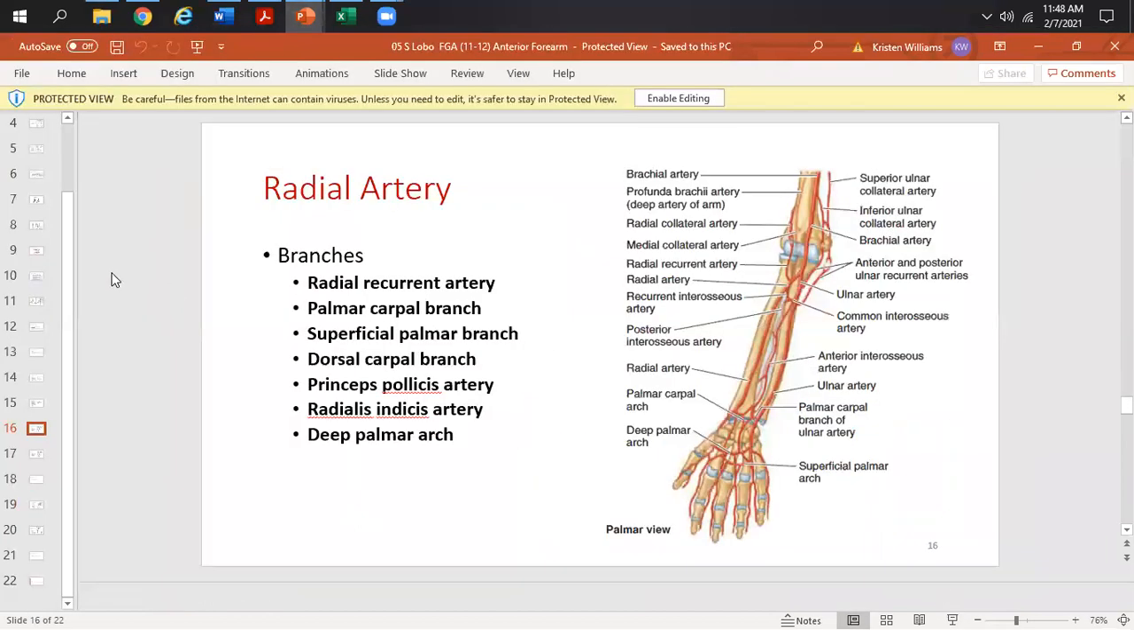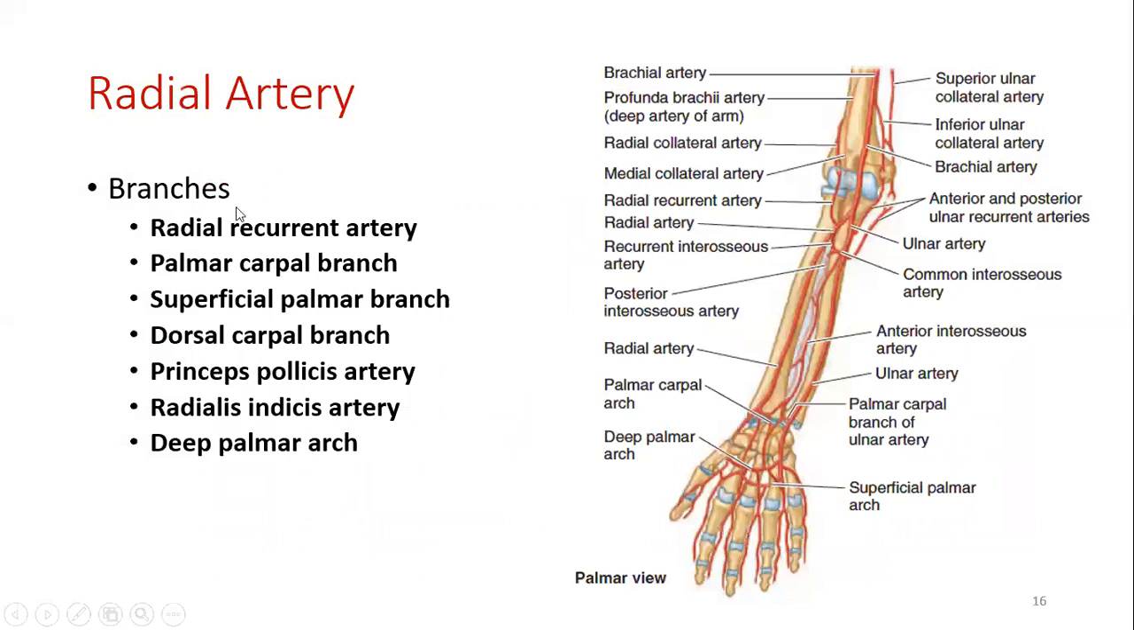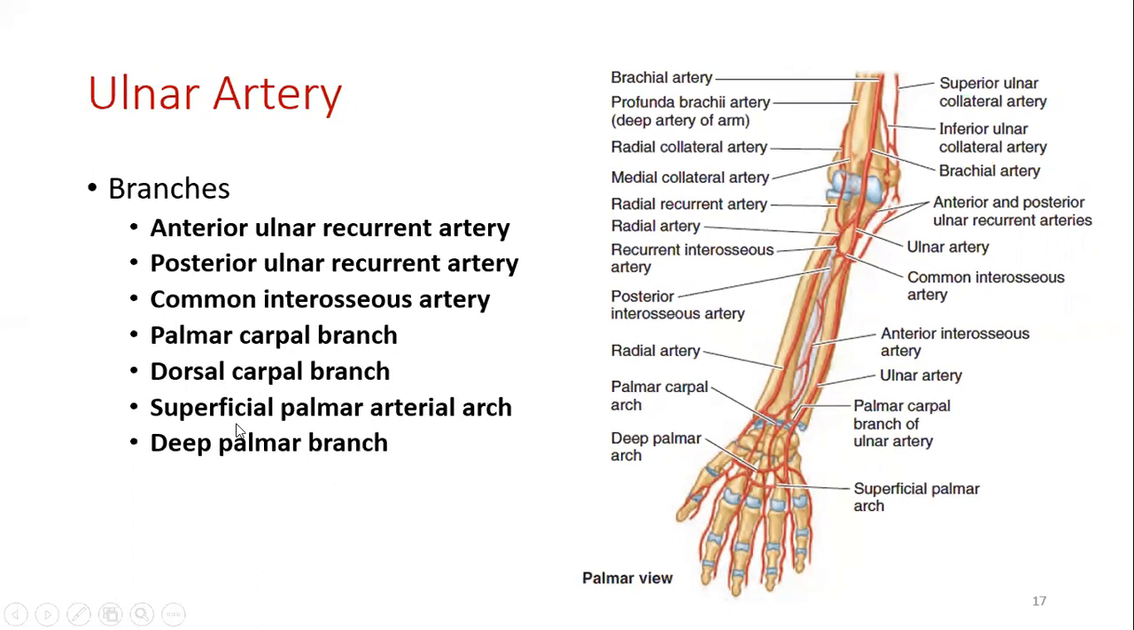So the branches that he listed for y'all: radial recurrent was for the anastomosis around the elbow, and then your palmar carpal branch, your superficial palmar branch, your dorsal carpal branch, your princeps pollicis, radialis indicis, and deep palmar arch, we already talked about with the other picture.